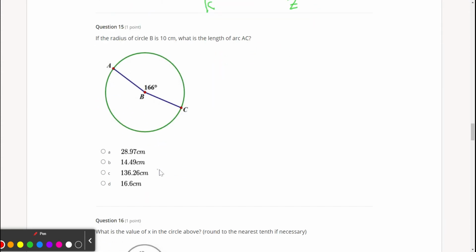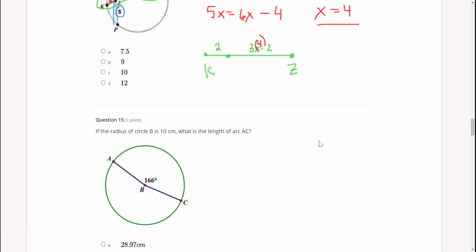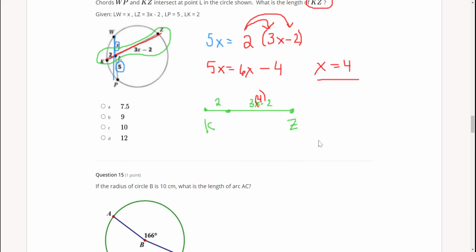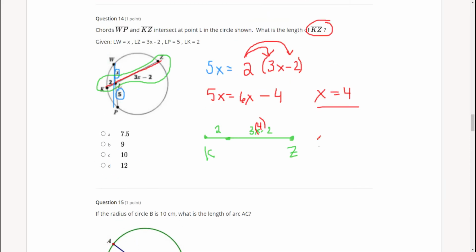Question 15 is 14. Why is 14 10? Because 3x, or 3 times 4, is 12, plus 2, and that gives you from L to Z. You've got to put the extra 2 from K to L. From K to Z, you got to add in that extra 2.